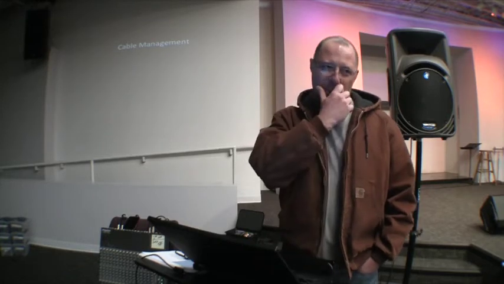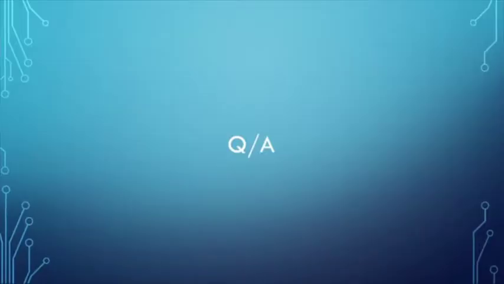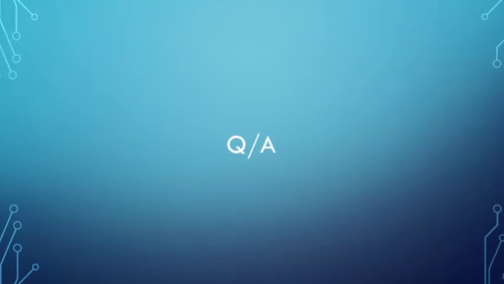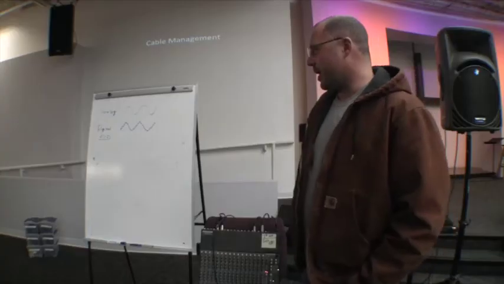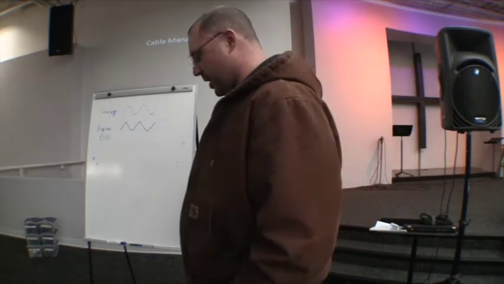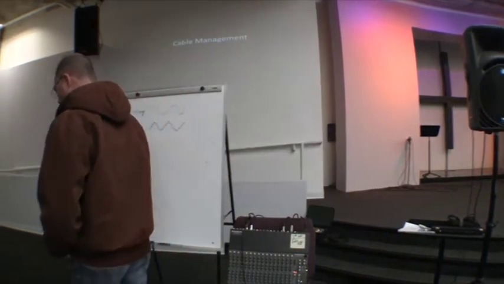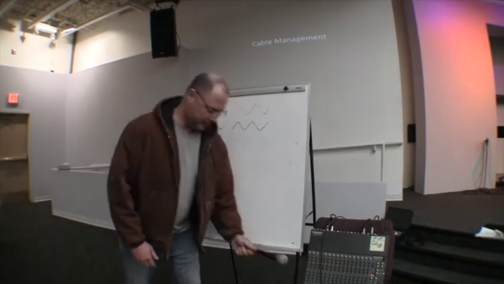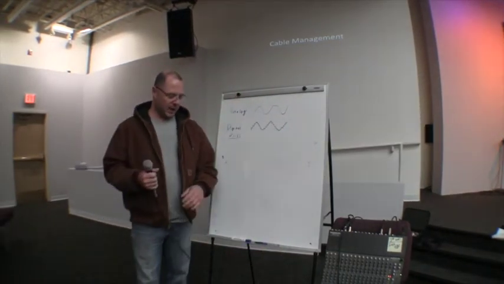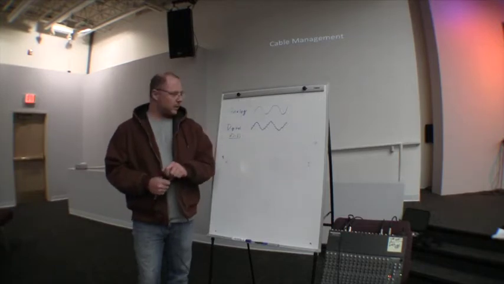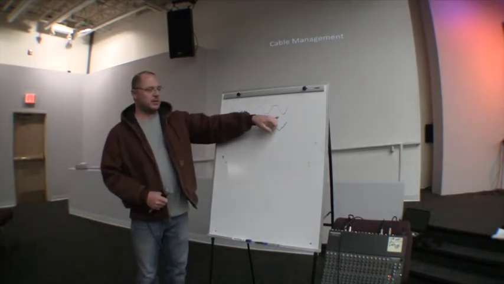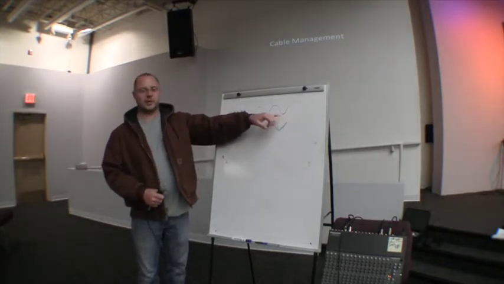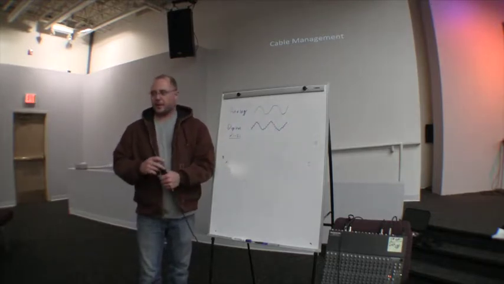Brain's hurting. Does everybody understand the difference between analog and digital audio, or analog and digital anything? So, analog means just that it's a pure, in relation to audio, an analog signal would be like what I drew here, just a pure sine wave. This is what this is called. Of current. Yes, of current.